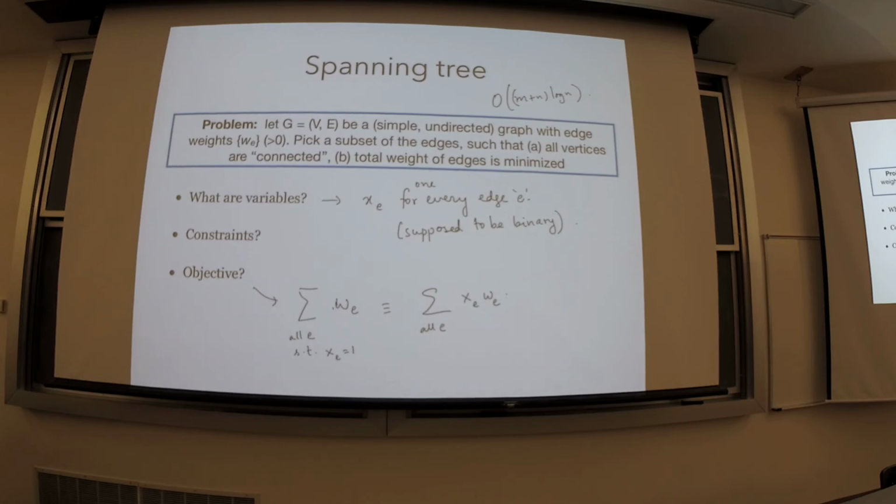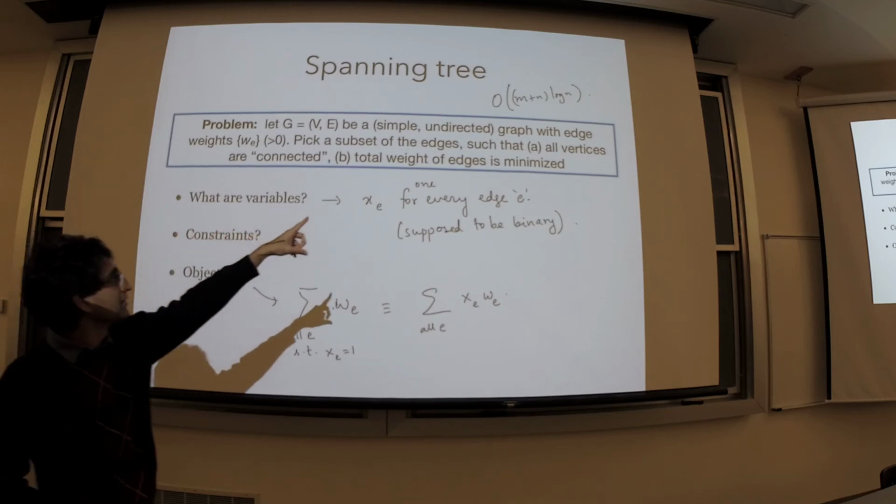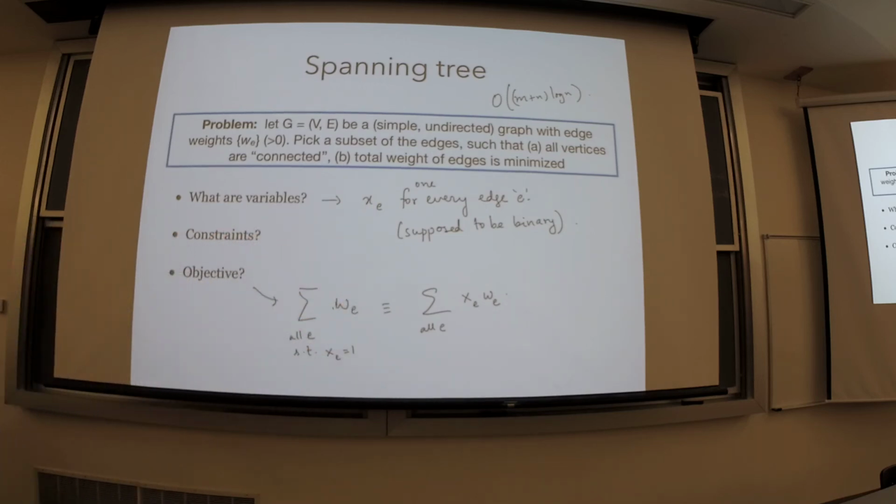So now, what are the constraints? The constraints are supposed to say that all vertices are connected to one another. And the question is, how would you write this as constraints involving the variables that you pick? Yeah. So at least the number of edges should be greater than or equal to the number of vertices minus 1.